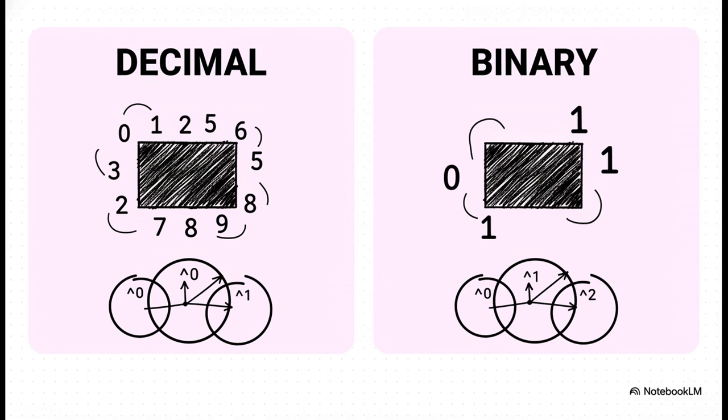And each spot, the ones place, the tens place, the hundreds place, is just a power of 10. Well, binary works the exact same way. The only difference is that since it's a base 2 system, it only has two digits, 0 and 1. And each place value is a power of 2.